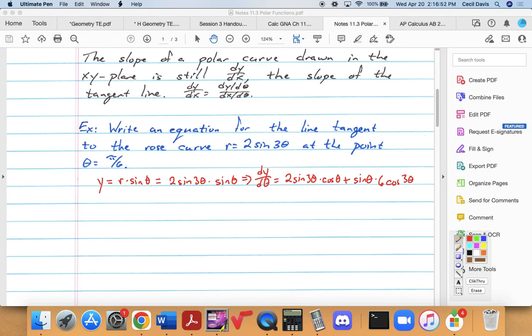Everybody good with that? And then x is equal to r cosine theta. So that'll be 2 sine 3 theta times cosine theta. So dx d theta is going to be 2 sine 3 theta times negative sine theta.